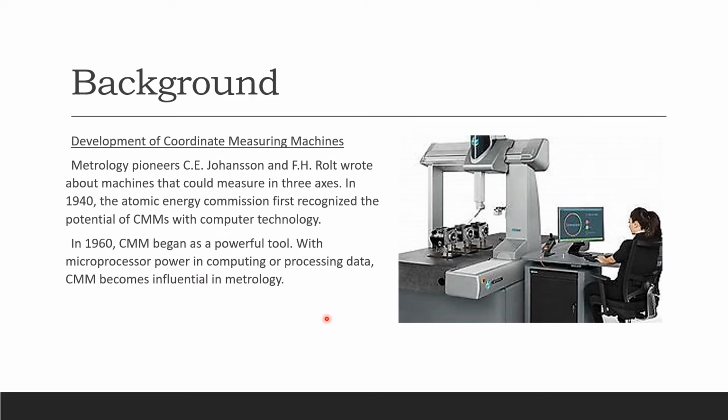Okay, so let's get into background. So the very first one is the development of CMM. So we're looking at the same person, your Johansen and then Roth. So they wrote about machines, and they're pretty crazy about machines that could measure in 3 axes, okay? Again, your X, Y, and then Z. So in 1940, the Atomic Energy Commission first recognized the potential of these CMMs, and at that time, they were dealing with the computer technology, okay, putting it with the CMM so that we can increase the speed and accuracy.